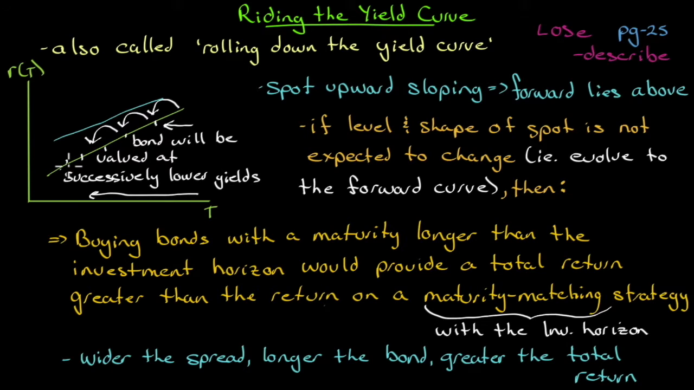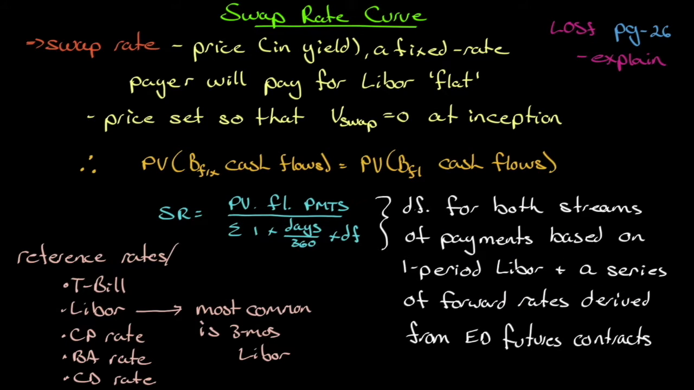So if the 1 year spot today is 9%, in a year, the 1 year spot will be 9%. I don't expect it to change at all. Then you would buy long, and as each year goes by, the bond will be valued at successively lower and lower yields. Well, think about bond pricing. When yields go down, what goes up? The price. There you go. Now, the wider the spread between the spot and the forward, the longer the term of the bond, the greater the total return. So we have spent some time on the spot curve.